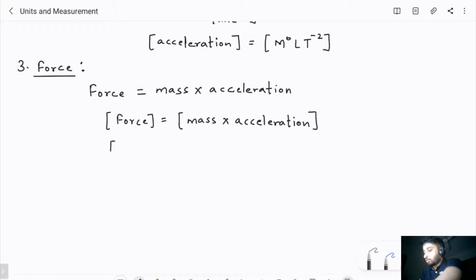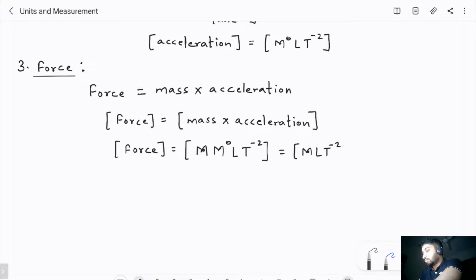So the dimensional formula for force we will get as, for mass, the dimensional representation is M, and for acceleration we have M to the power 0 L T to the power minus 2. Which upon simplification we get as M L T minus 2. Okay.